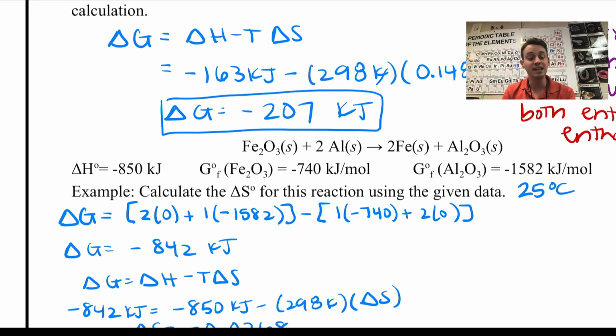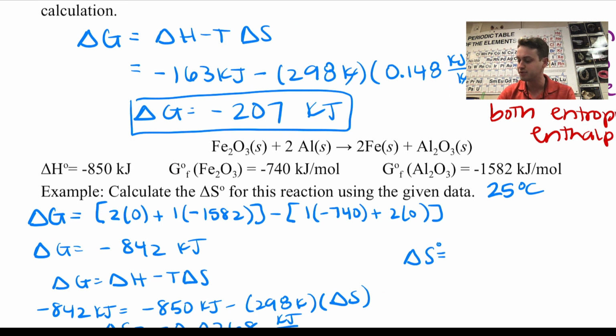0.0268. Now looking at that, I have to remind myself and remember here that this would be in kilojoules over Kelvin, since we were looking at things in kilojoules. So if it were to ask for it in joules, because that typically is how you see it, then you would make sure to move the decimal, and that would be negative 26.8 joules over Kelvin.